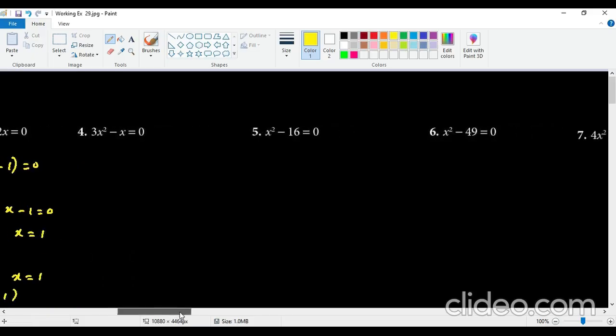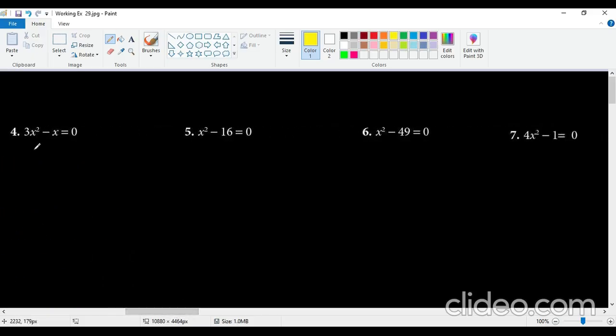Moving on to question number 4. Here I can see that x is common in both of them. So 3x minus 1 is going to be another factor to give you 3x square minus x. The first value of x equals 0 and 3x minus 1 also equals 0. So 3x equals 1 and x equals 1 over 3. So the two answers, 0 and 1 over 3, are the answer for this question.